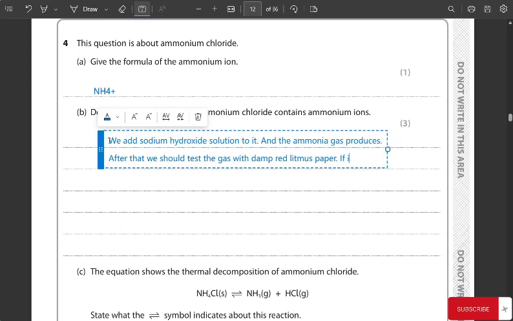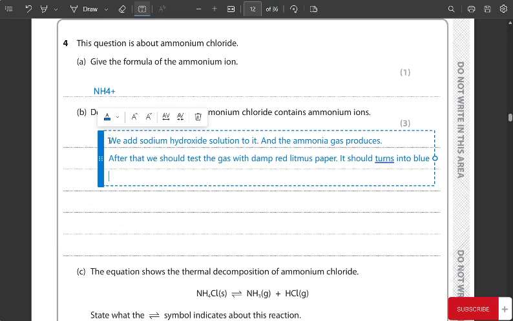It should turn blue if there are ammonium ions. Okay.